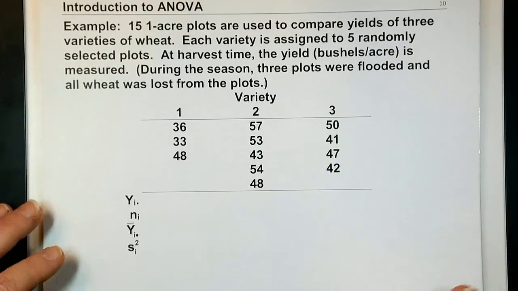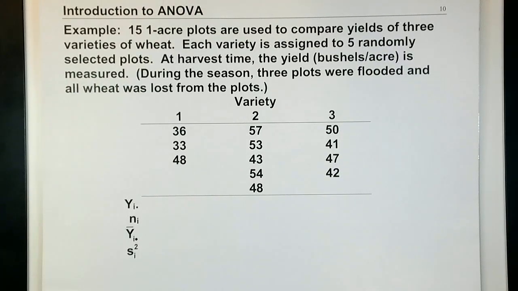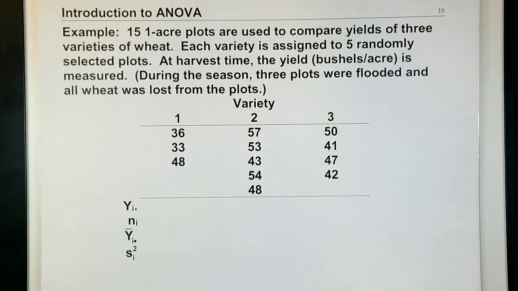In this example, we have 15 one-acre plots that are used to compare the yields of 3 varieties of wheat. Each variety is assigned to 5 randomly selected plots. At harvest time, the yield, measured in bushels per acre, is recorded. During the season, 3 plots were flooded and all wheat was lost from those plots. So we see that we have a sample size here of only 12.